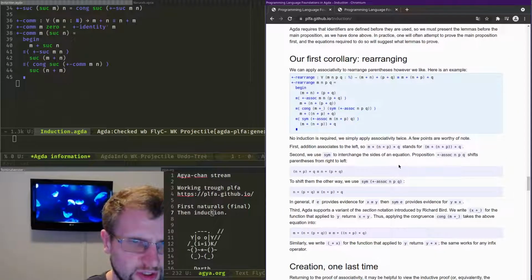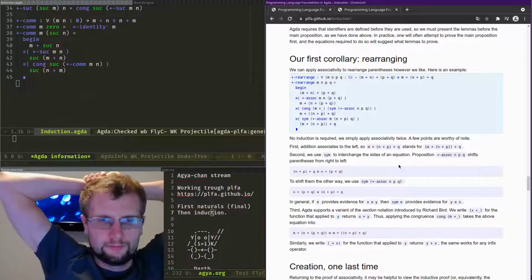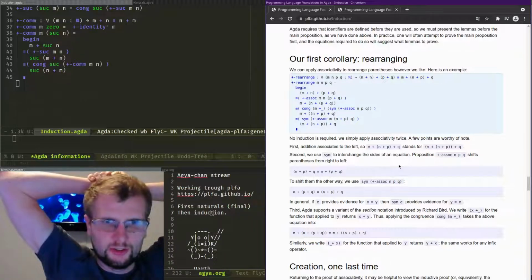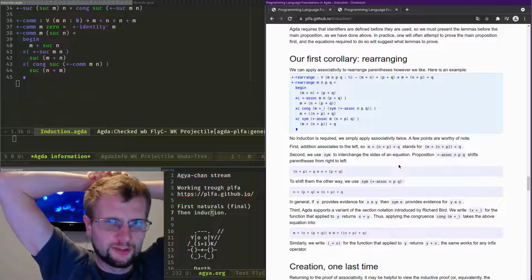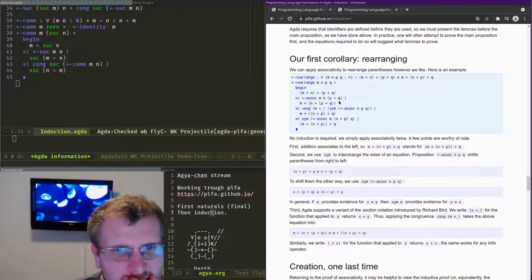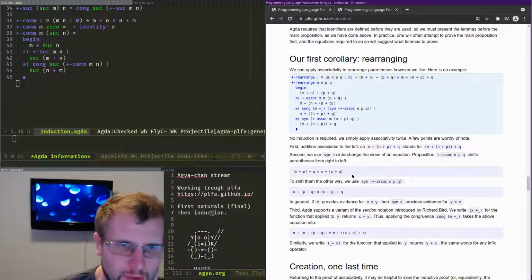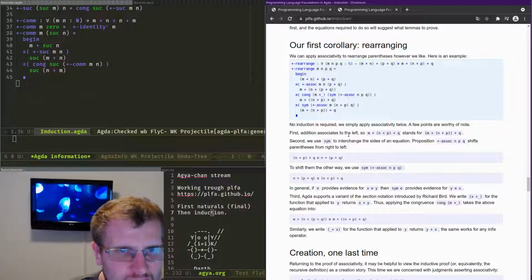First, addition associated to the left. So m plus n plus p plus q stands for m. You're explaining the proof now? First, addition associated to the left. So m plus n plus p plus q stands for blah blah blah. Second, we use sym. I'm always confused. They're talking about this part, I guess. What? It's kind of strange. I get more confused by the text, and it helps. First, addition associated to the left stands for... Oh, right. Okay, you're just explaining how addition works.